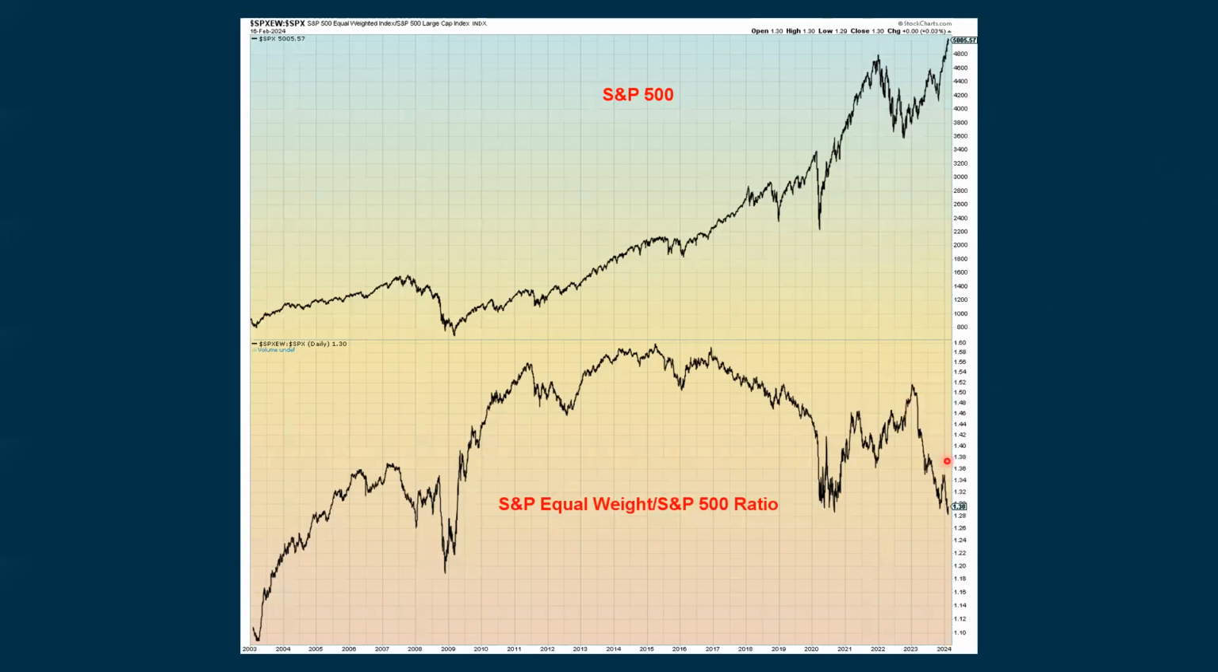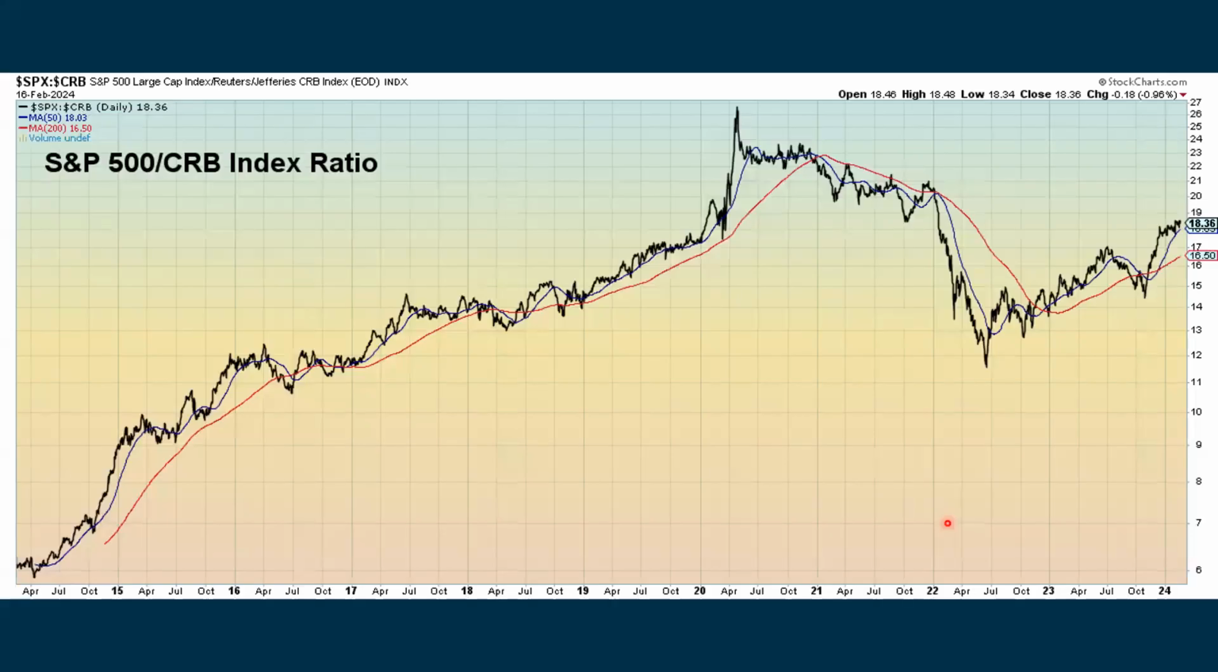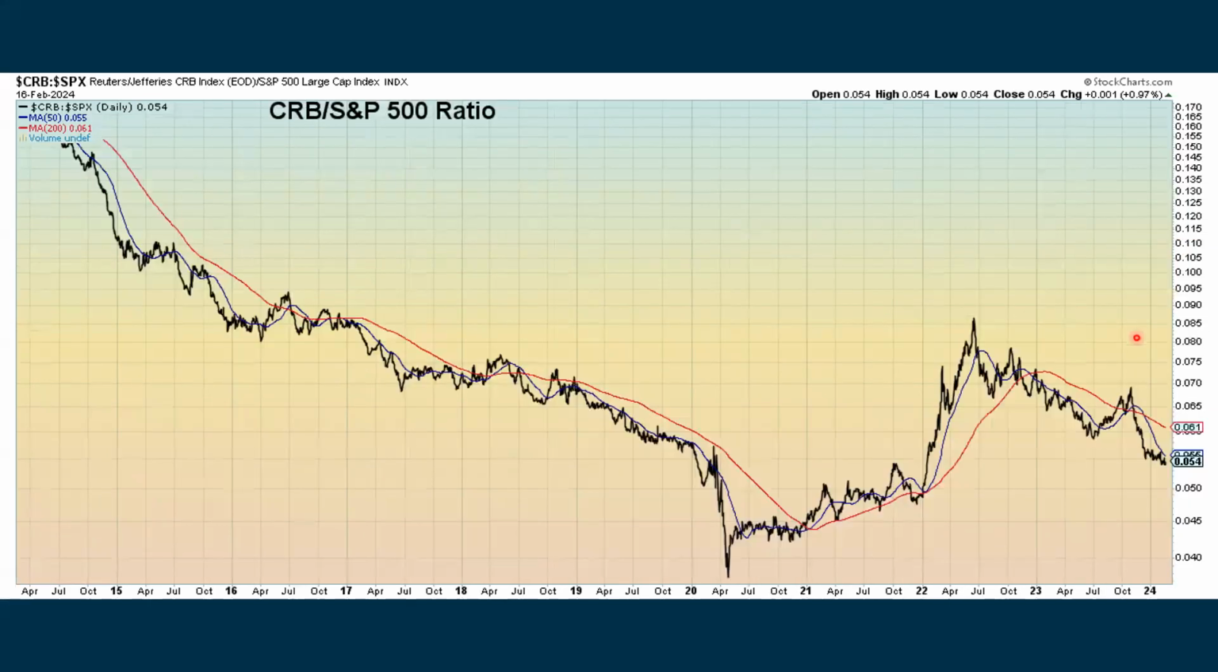When this is going down, that means the mega caps are outperforming. This did tick back up over the last trading session or so as the broad market was outperforming. Then we look at a ratio between the S&P 500 and the CRB index. This shows that stocks are outperforming commodities. This shows that commodities are underperforming stocks.